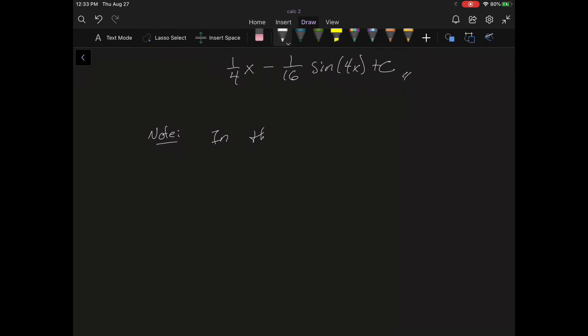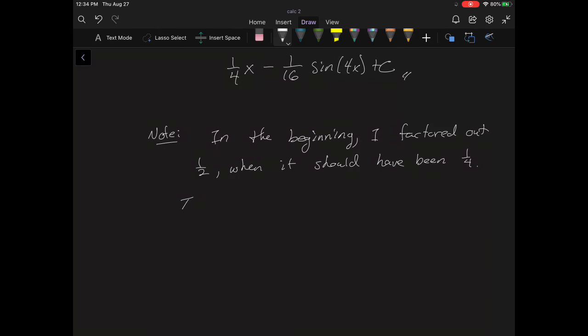And for those of you who are doing this on your own and not actually listening to the video, I just wanted to write it out. So I factored out a 1/2 when it should have been 1/4. So everything is off by a factor of 1/2. And we should again have 1/8 x minus 1/32 sine 4x plus c.